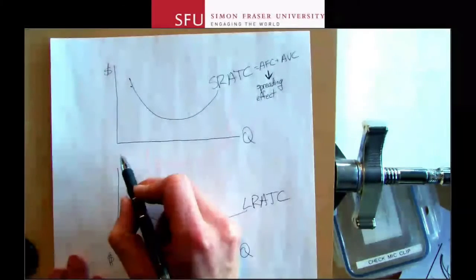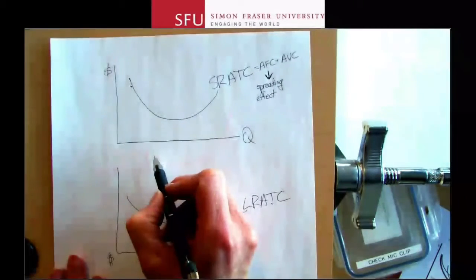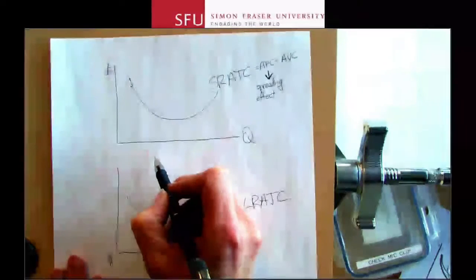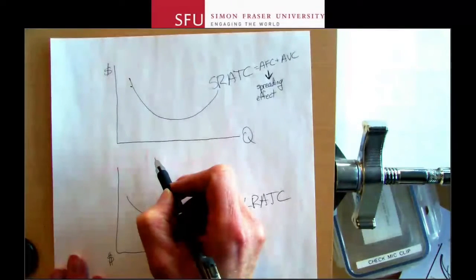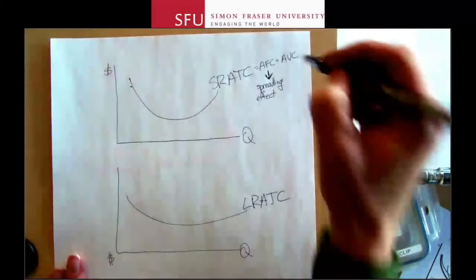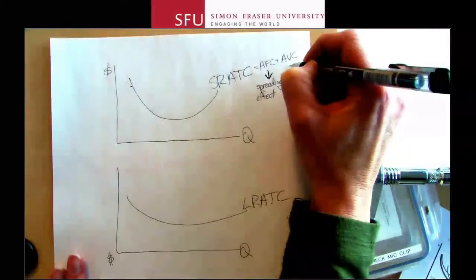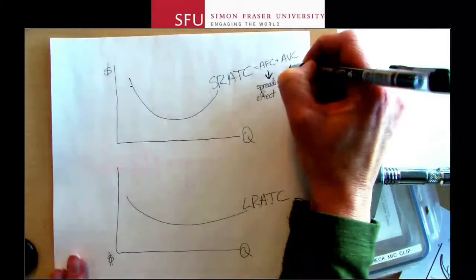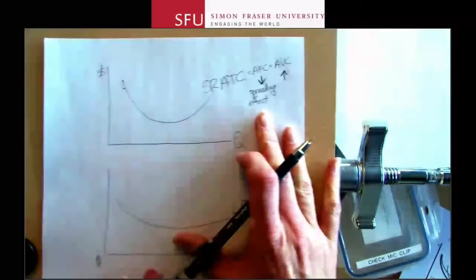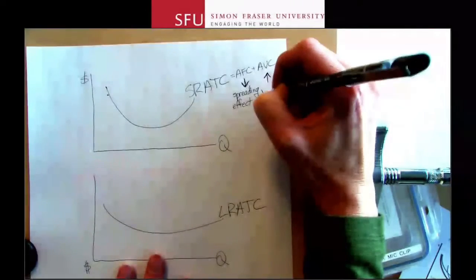However, as you increase production, your workers will become less productive because you will have more workers sharing the same capital. Less capital per worker means that your average variable cost will go up because your workers are becoming less productive. And so that was called the diminishing returns effect.